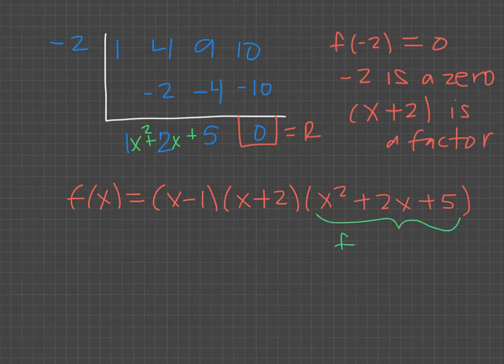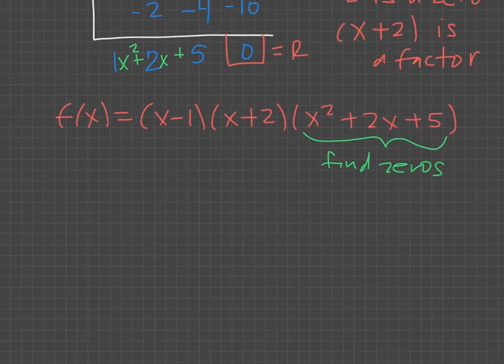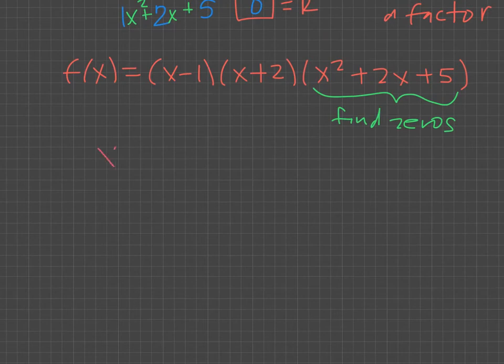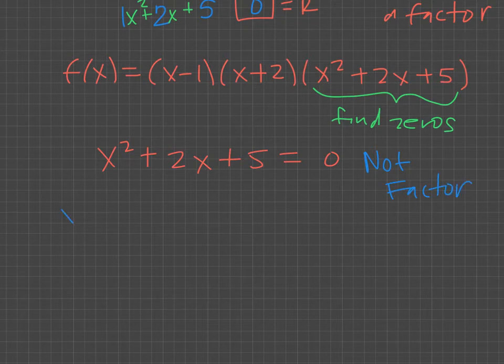We need to find the zeros of this quadratic. So we set that equal to 0 and try to factor. And we're not going to find values that multiply to 5 and add to positive 2. So it doesn't factor. That gives us our method of quadratic formula.